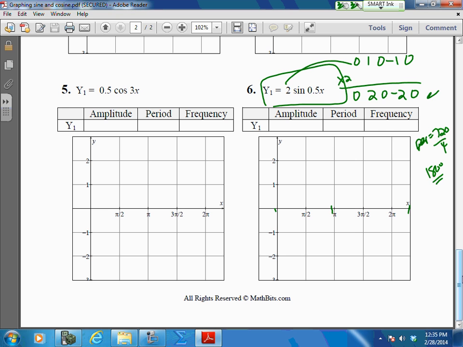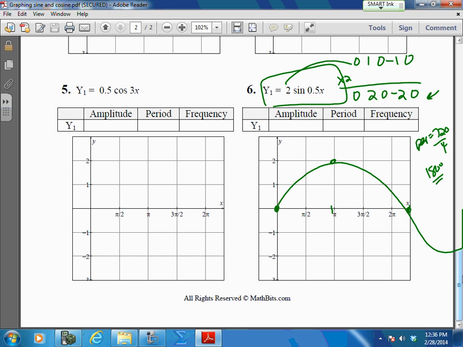So let's follow this row. 0, 2, 0. Here's half of my curve in 360. The other one is going to be out here somewhere. I've got to bring it out here another 360 degrees, don't I? To make the rest of it. And I've got half of my curve in 360. So the period would be 720.